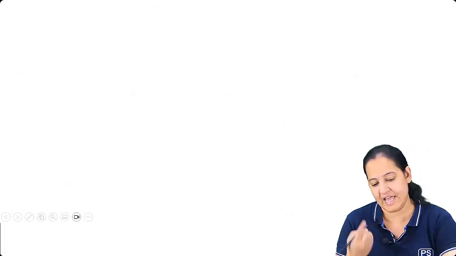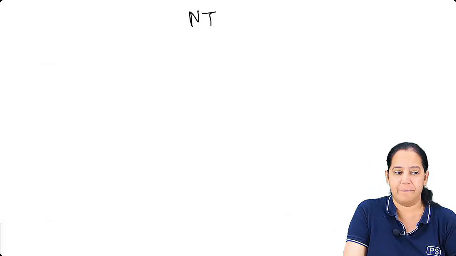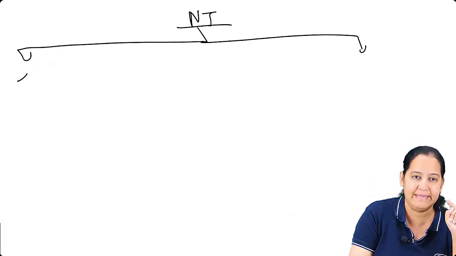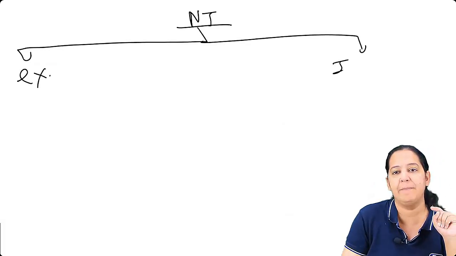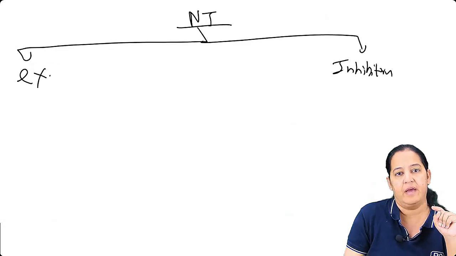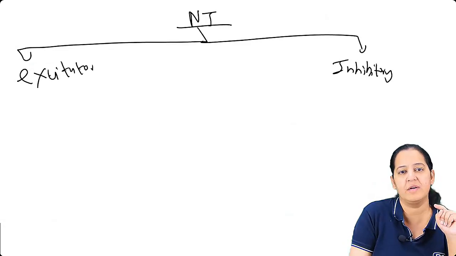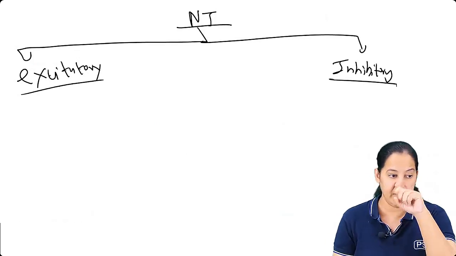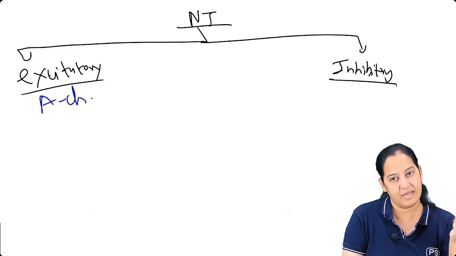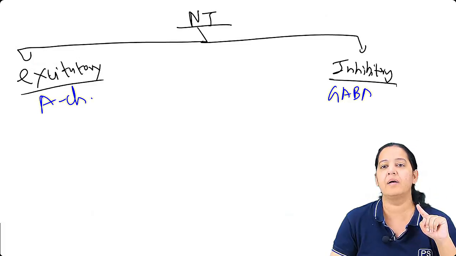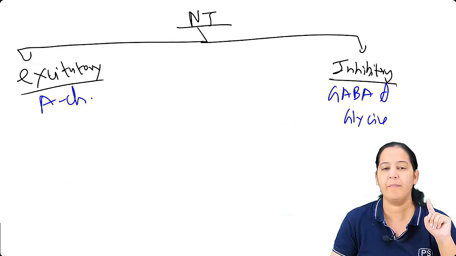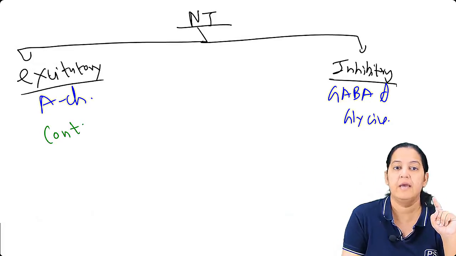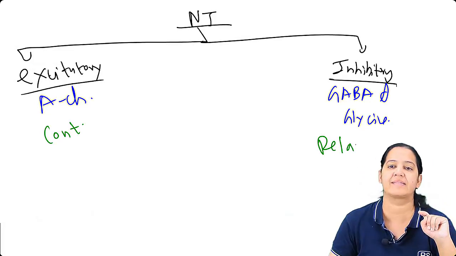In the human body, neurotransmitters are there. We all have 2 types of neurotransmitter: one is excitatory neurotransmitter and one is inhibitory. Excitatory neurotransmitter is like acetylcholine, and inhibitory neurotransmitters are GABA and glycine. Excitatory neurotransmitters cause contraction of a muscle, and inhibitory ones cause relaxation of a muscle.